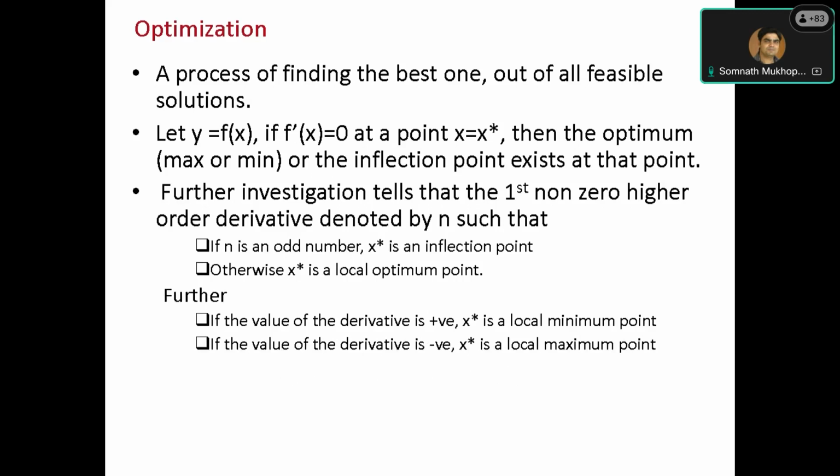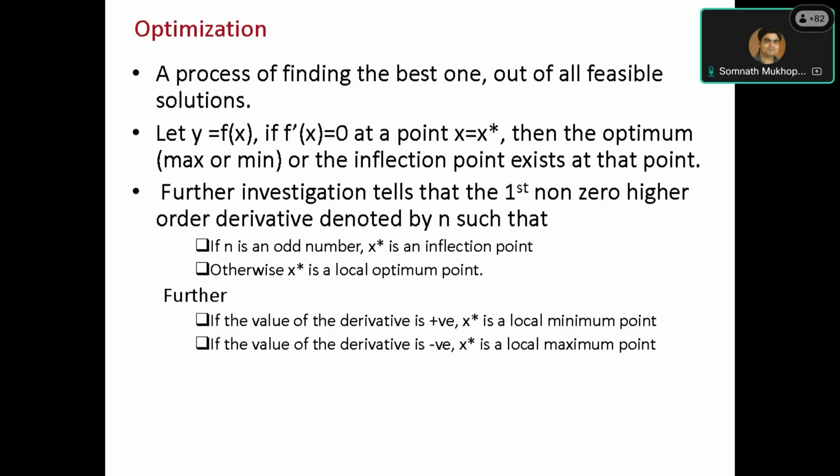The algorithm may handle constraints, and based on the constraints, we will find a feasible solution space, and out of the feasible solution space, we'll find the optimal one or the best one using any optimization algorithm. This is a simple example. Let y is equal to f(x). So we studied this during our higher secondary mathematics, that if y is equal to f(x) and if f'(x) is 0 at any point, suppose the point is x star, then it may be the maximum or minimum, or the inflection point exists at that point.